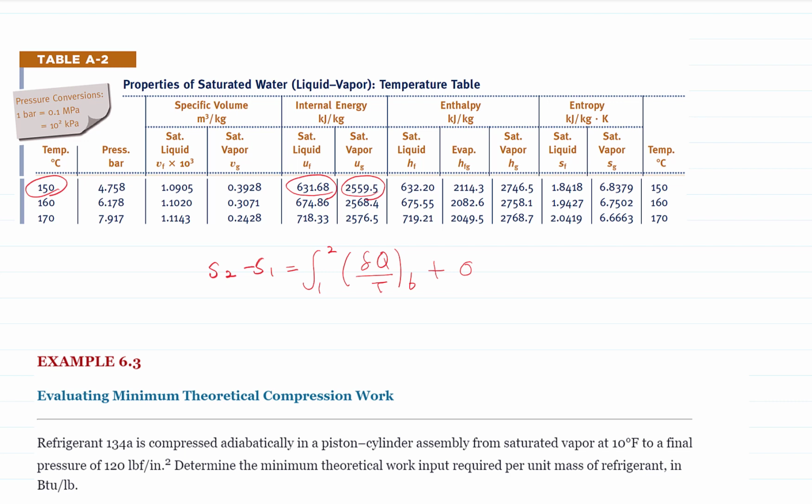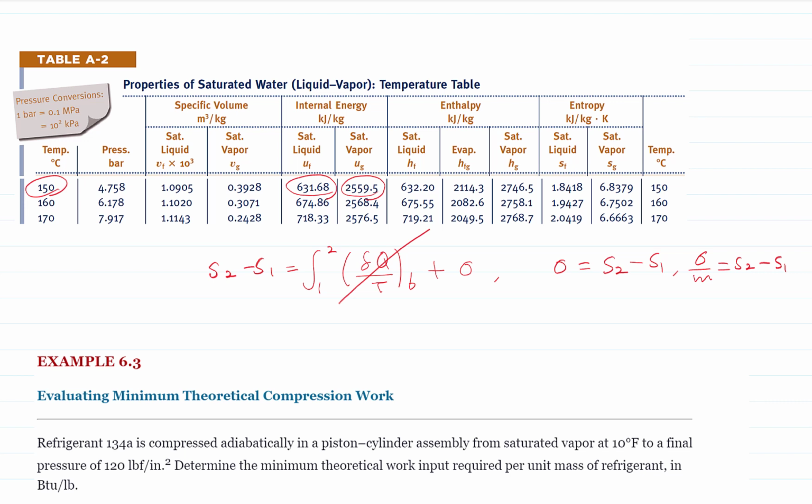As the system goes through an adiabatic process, delta Q over T drops out. So the entropy change during the process is simply the difference between the entropy values at the final and initial state. Divide the equation by mass. Lowercase s2 minus s1. This is the specific entropy.